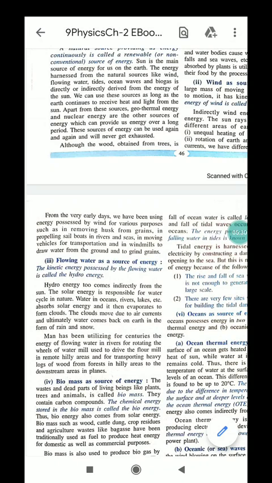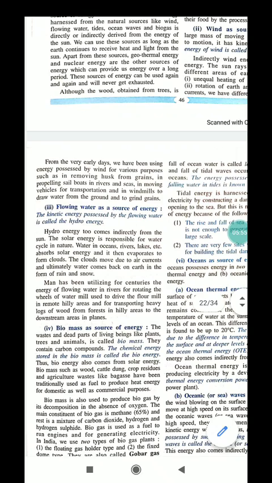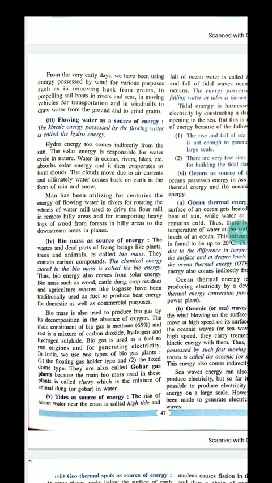Now number 4, biomass as a source of energy. The waste of dead parts of the living beings like plants, trees and animals is called biomass. They contain carbon compound. The chemical energy stored in the biomass is called the bioenergy. Suppose the waste of the animals, that means cow dung, we are using as a biomass, and from there we get the biogas, which has 65% of methane, and as we know methane has the capacity to burn, so biogas is used to burn and get the heat energy.